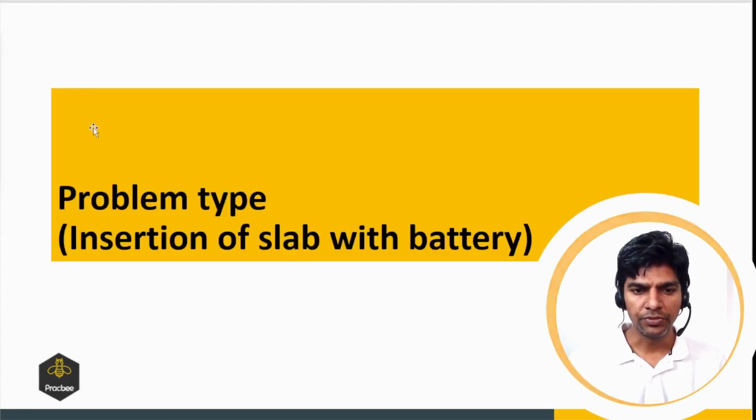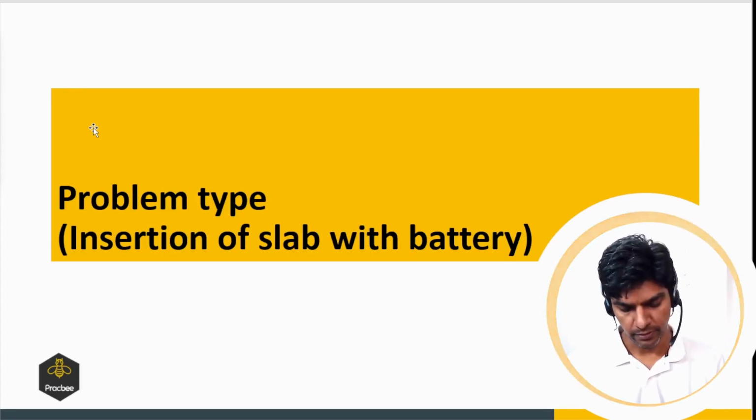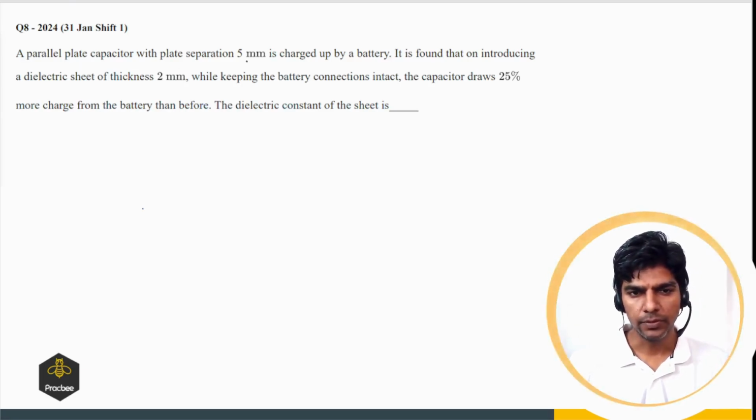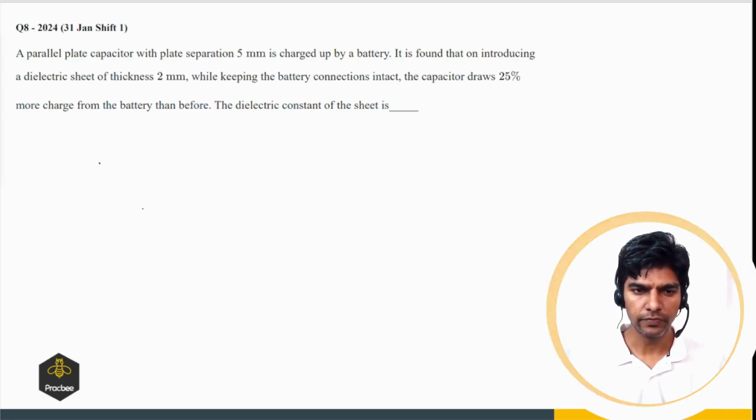So the next problem type is insertion of a slab in a capacitor which is connected with a battery. So let us see a typical question. A parallel plate capacitor with plate separation 5 millimeter is charged up by a battery. So we have a parallel plate capacitor and the spacing between the plates is 5 millimeter.